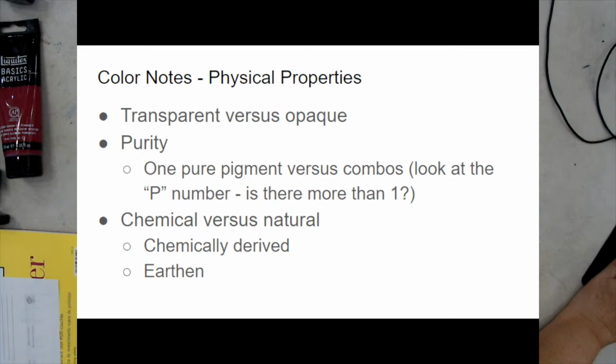One pure pigment versus combos. Look at the P number. Is there more than one? Okay. Sometimes some of those really cool colors that you see in a tube most often have more than one P number. So while you might be inclined to purchase those colors, if it has more than one P number, chances are it's a color that you can mix from colors that you might already have that are one P number.